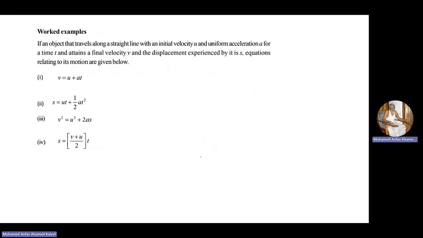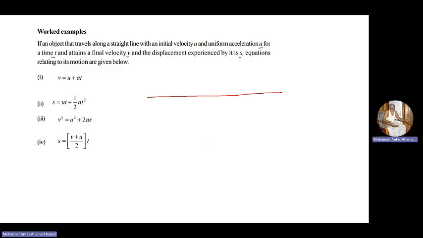Okay, let's see worked examples. If an object travels along a straight line with an initial velocity u and a uniform acceleration a for a time t and attains a final velocity v, the displacement experienced is s. The equations related to motion are given below.